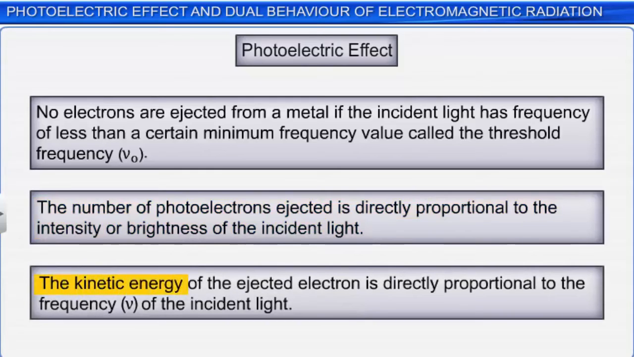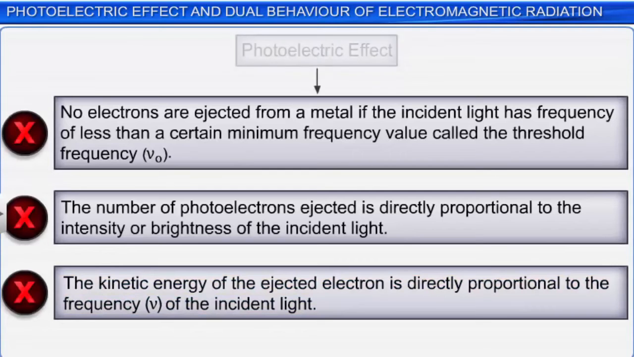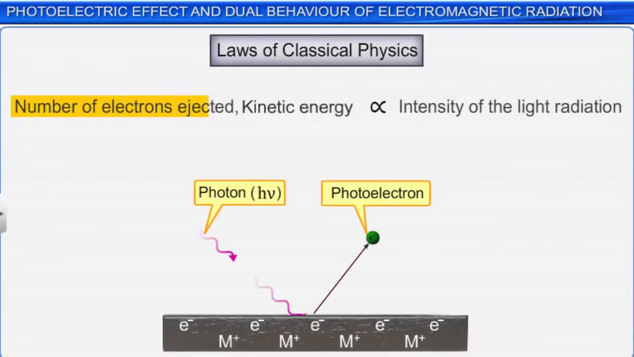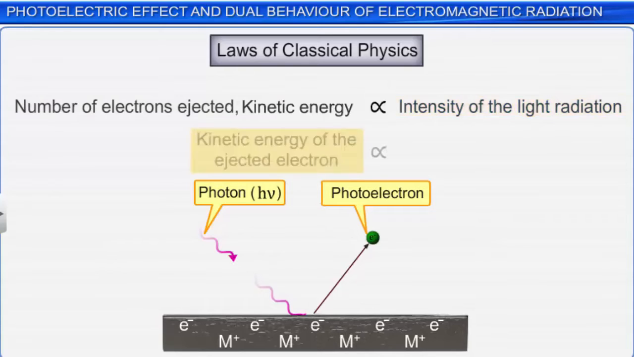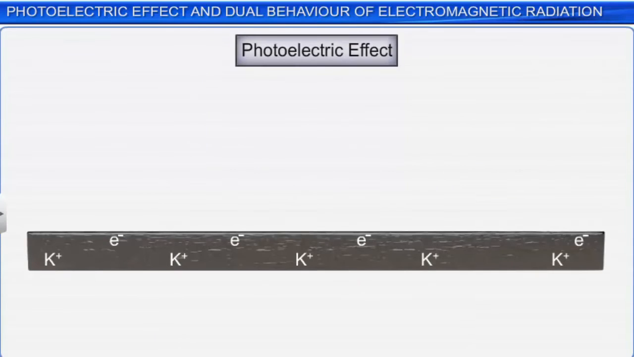The kinetic energy of the ejected electron is directly proportional to the frequency of the incident light. This observation could not be explained using the laws of classical physics, according to which the number of electrons ejected and the kinetic energy associated with these electrons depend on the intensity of the light radiation. However, it is observed that the kinetic energy of the ejected electron depends upon the frequency of the incident light, but not only on the intensity of light radiation.